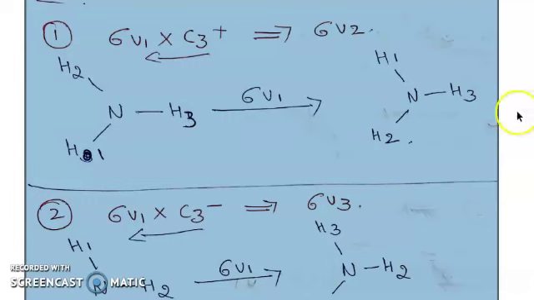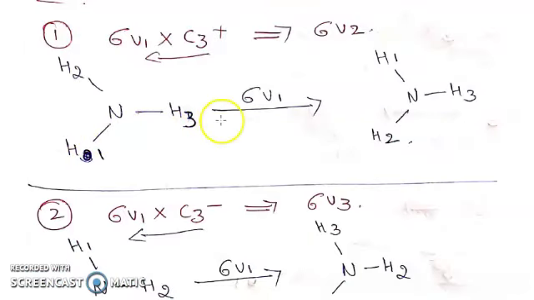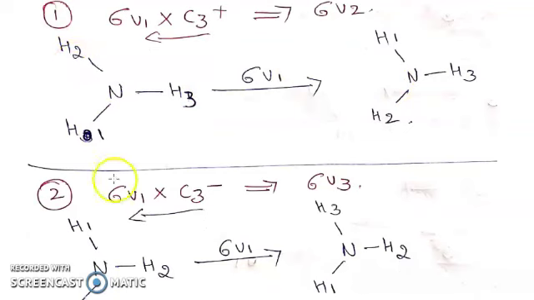This plane is sigma v1. Don't consider hydrogen atoms. This is the first sigma v1 plane, sigma v2 plane, sigma v3 plane. Don't consider hydrogen atoms. This plane is constant, hence these two hydrogen atoms will interchange, and we will get this molecule. This molecule is nothing but sigma v2.